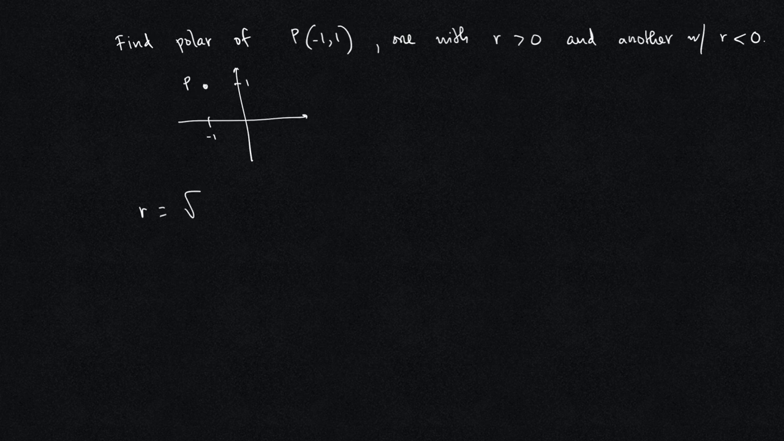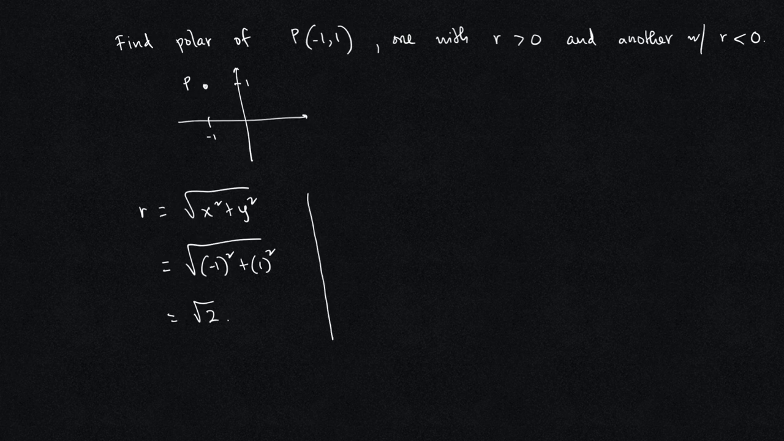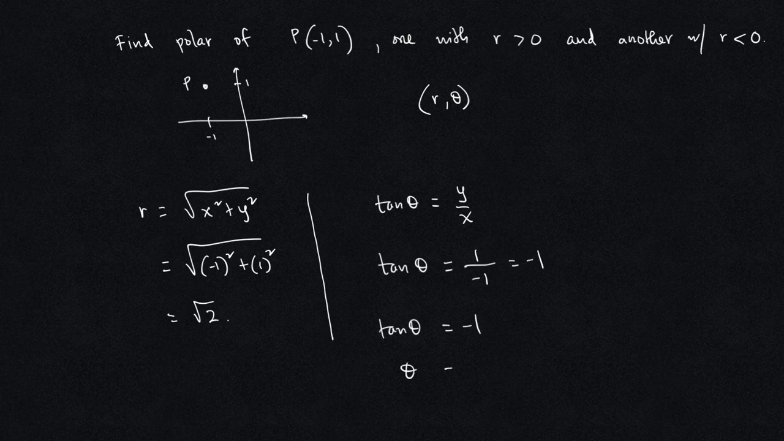r is the square root of x squared plus y squared, where x is -1 and y is 1. So in this case, r is the square root of 2. To find the polar representation is to find (r, theta). We found r already. To find theta, we use the relationship tangent of theta equals y over x. Y is 1, x is -1, so this is -1. Tangent of theta equals -1, so theta is negative pi over 4.